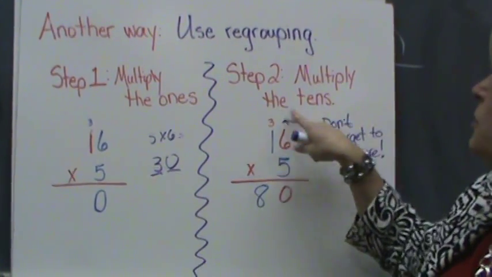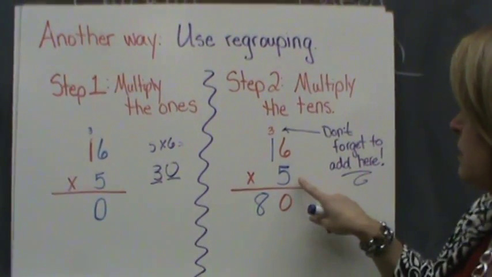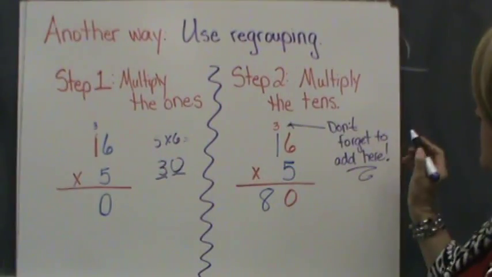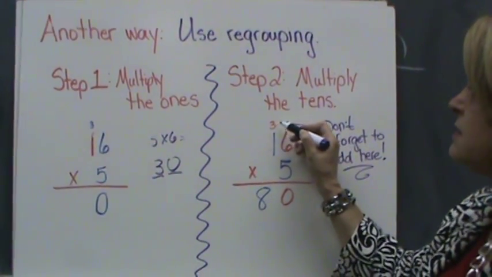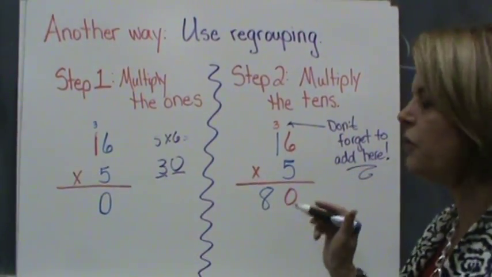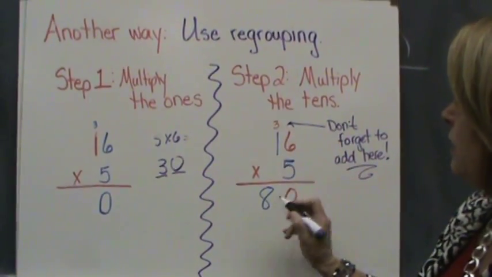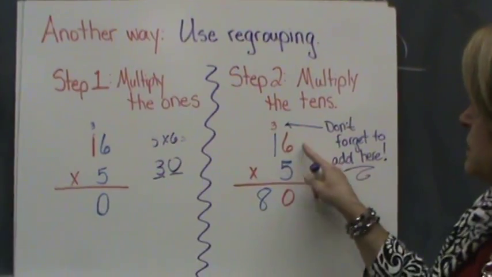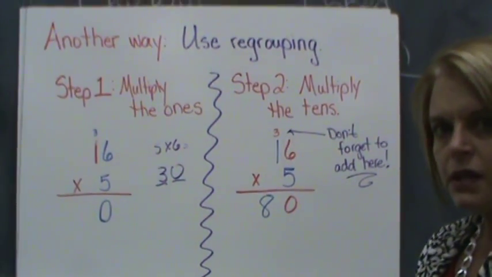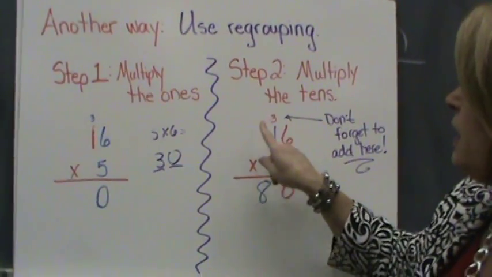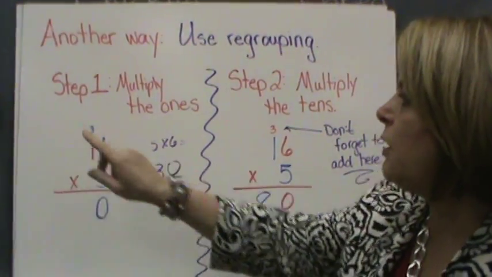Step 2, I'm going to multiply the tens first. 5 times 1 is 5, and don't forget to add these 3 tens into your answer. 5 times 1 is 5, plus the 3 is 8, so 80. So 16 times 5 is 80. You always have to remember to go back and add these in when you carry them over.